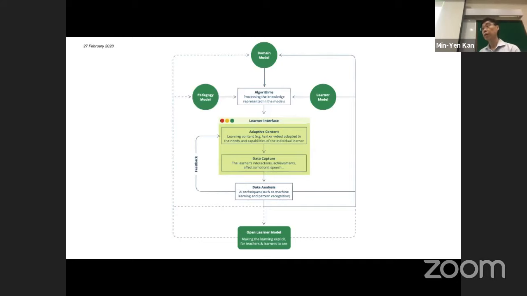Similarly, you can see that the open learner model doesn't currently feed into the learner model itself, because the data analytics are capturing what we know about the learner, so that's already done. That's why there's no dotted arrow from the open learner model all the way back to the learner model, correct?